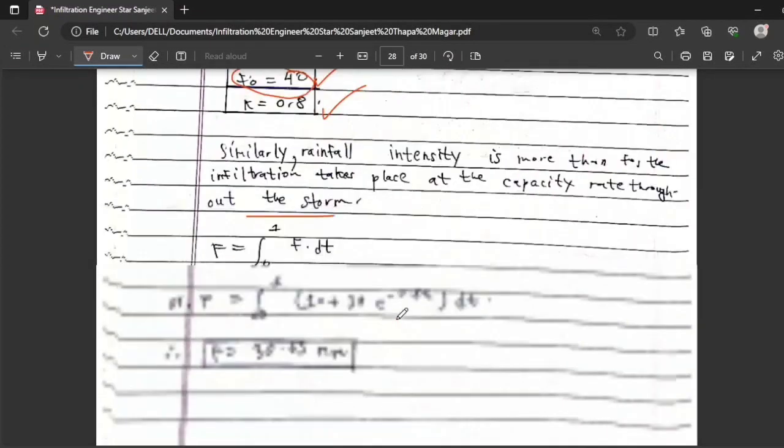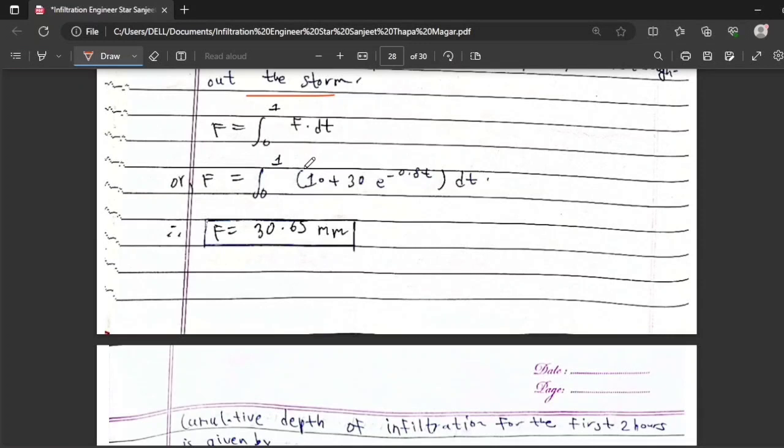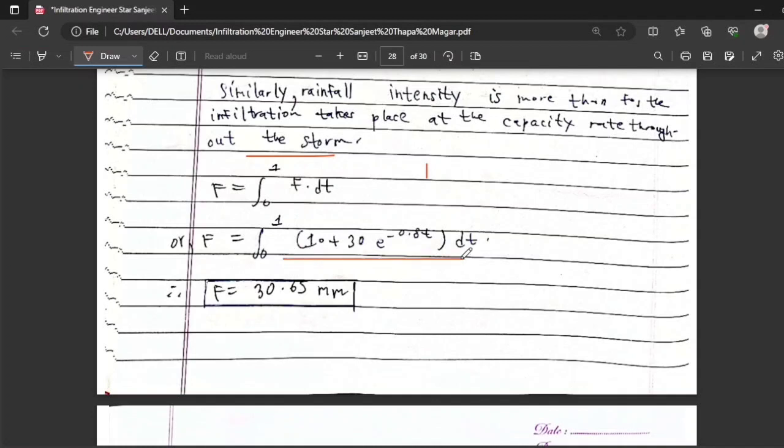where f is 10 plus 30 e power minus 0.8t. The integration of 10 is 10t, and plus 30, this will be 10t plus 30 e power minus 0.8t divided by minus 0.8, and the limit will be from 0 to 1. I have done this directly in the calculator. You can also do it directly or by its derivative.